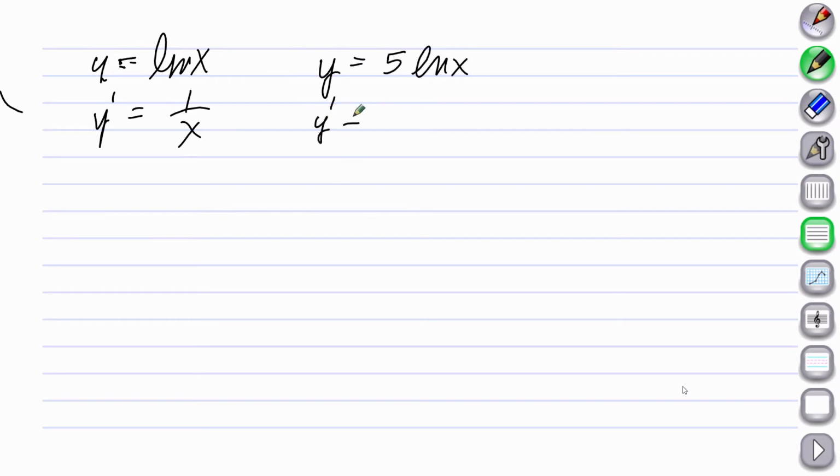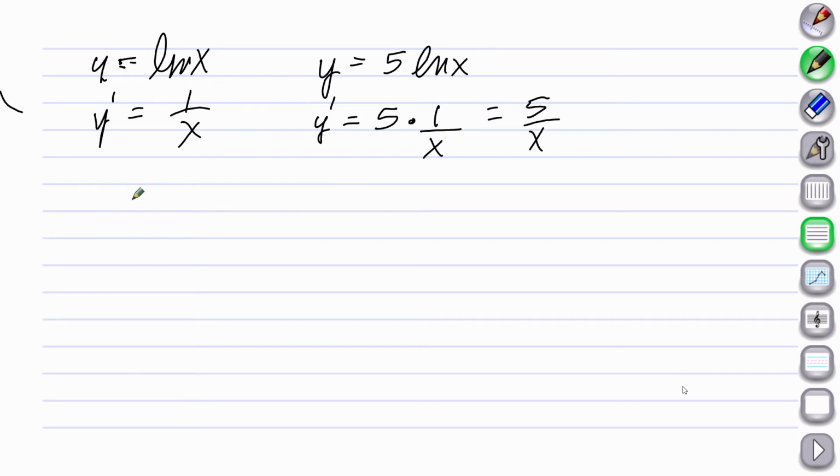I just read it as y prime. The 5 is just going to stay, just like 5e to the x. You're going to keep the 5 ln x. This is times, and this is just an x, so we don't have to worry about it, 1 over x. So the answer is just 5 over x. Just that simple. They don't have to be super, super hard, you know.